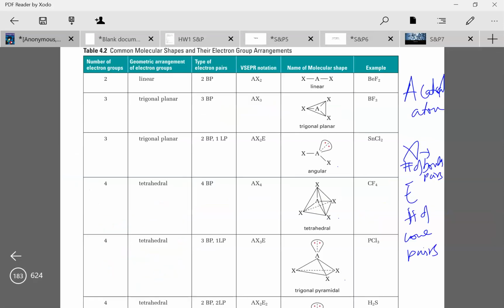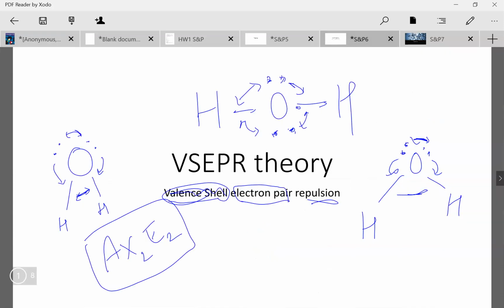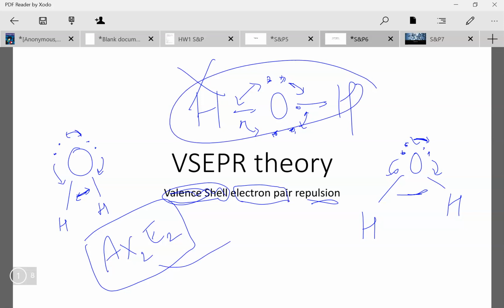Once you know that, you go to this table, you go down to AX2E2, you find that, and you say, okay, it's an angular orientation. And then you draw water in this shape, which is the correct shape. You can't draw water like this anymore. This is wrong, but it's a good starting point, because you see, okay, I have two bonds and two lone pairs, so I know it's AX2E2. Therefore, the actual water molecule looks like this.